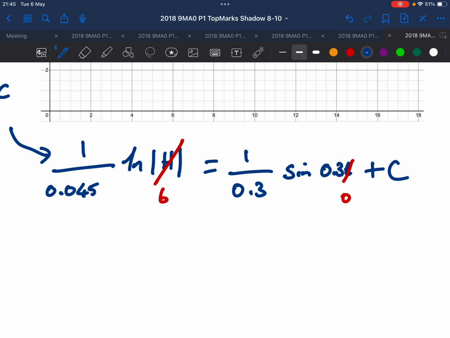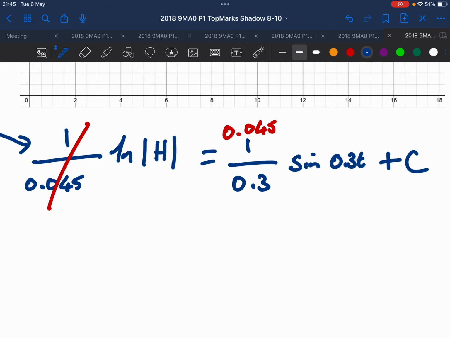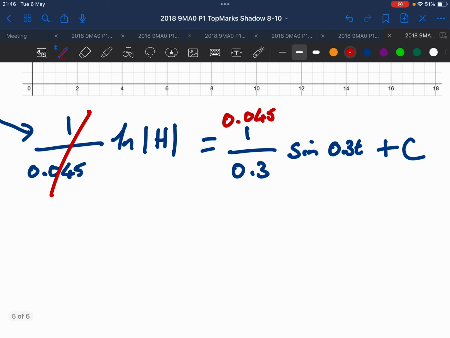I think just before I do that, just for quality of life, I'm going to bring this one up here, and I'm going to write 0.045 here, so I don't have to keep rewriting this fraction. It's getting a little bit annoying. So now let's sub in the 6 and the 0 now.